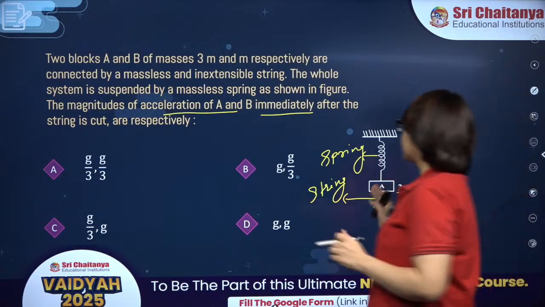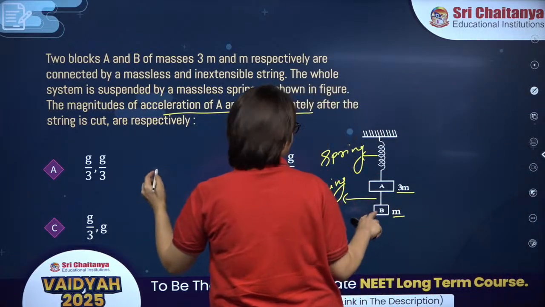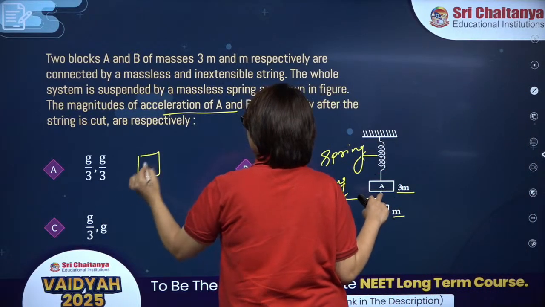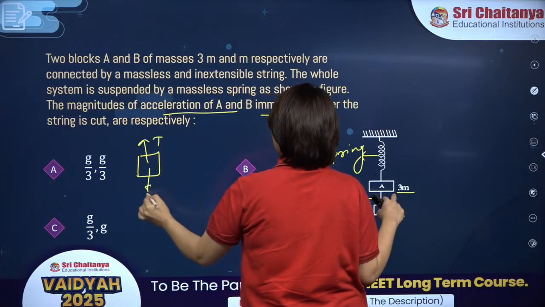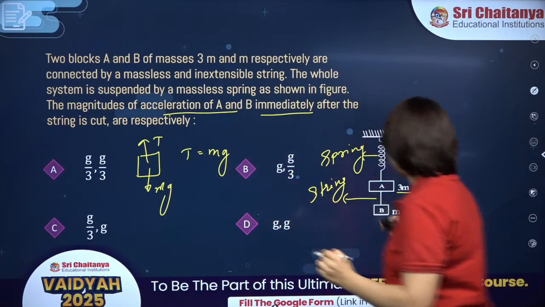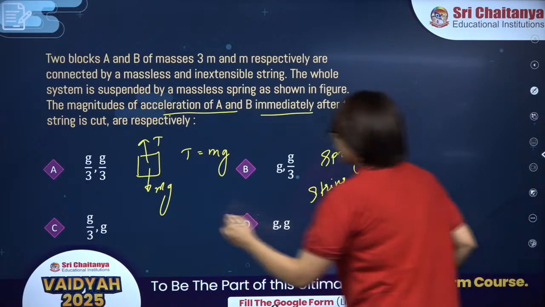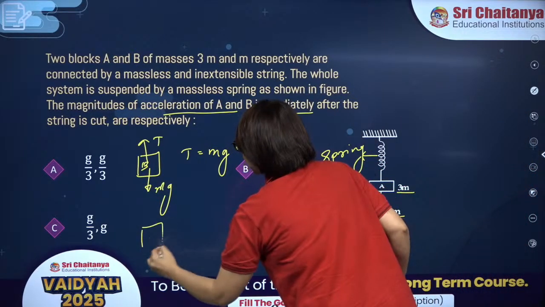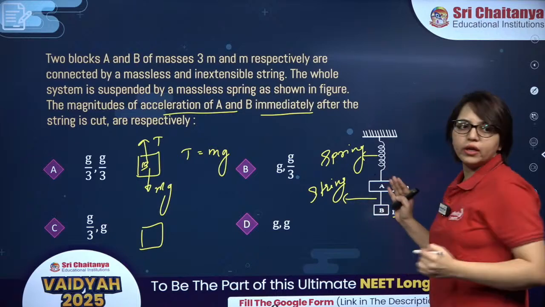But before cutting the string, if you look at this one, the tension between A and B is equal to mg. Tension is balanced by mg, and if you look at A, A is connected with the spring as well as the string over here.